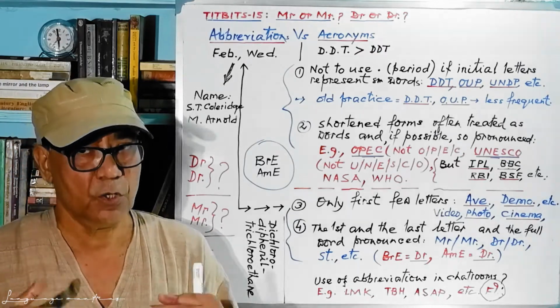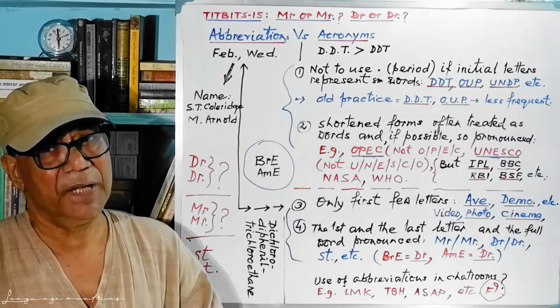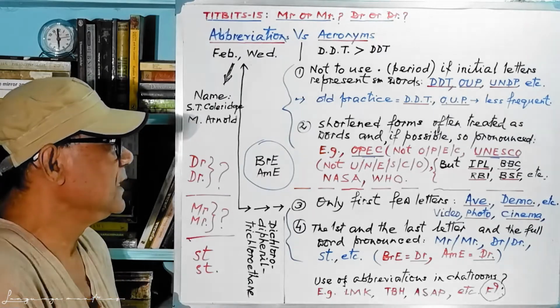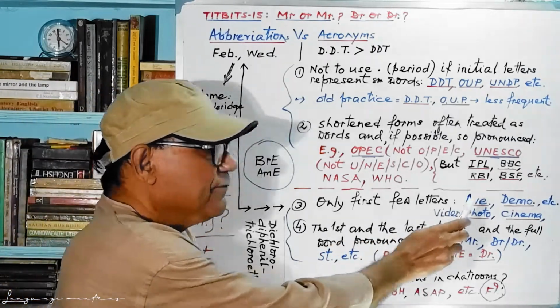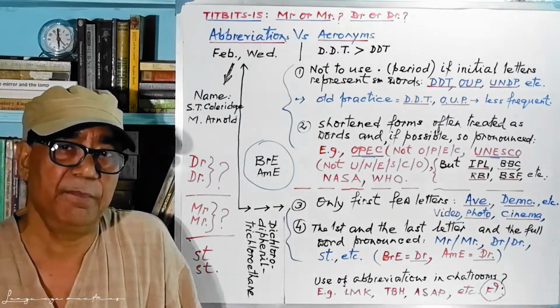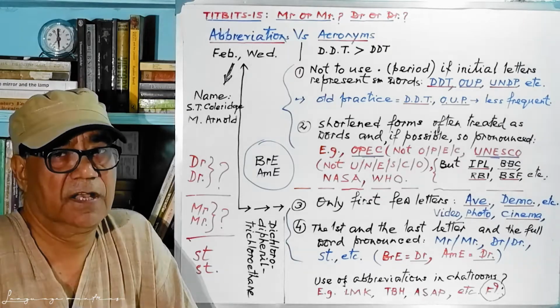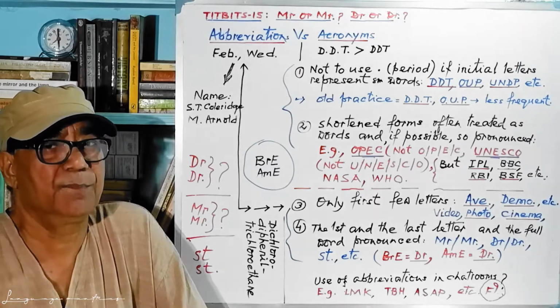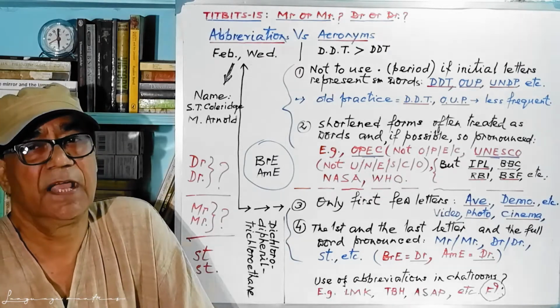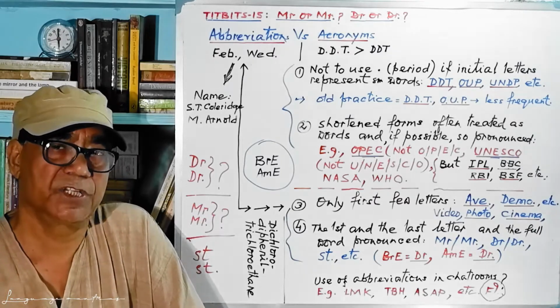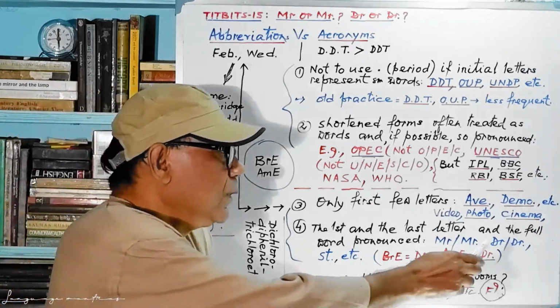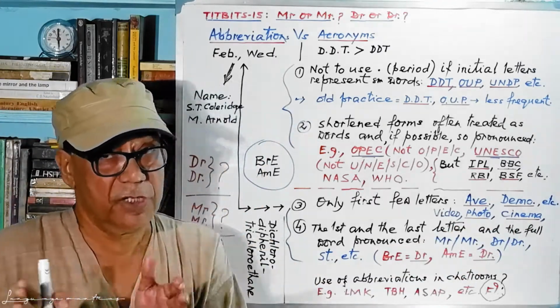If you don't use them, nobody is going to bother about that. But it is recommended. There are many other words also, for example, Ave, A-V-E. Ave means avenue. Central Avenue, for example. After some time, it will become a very popular expression and that dot will automatically drop. Then we have demo for demonstrations.